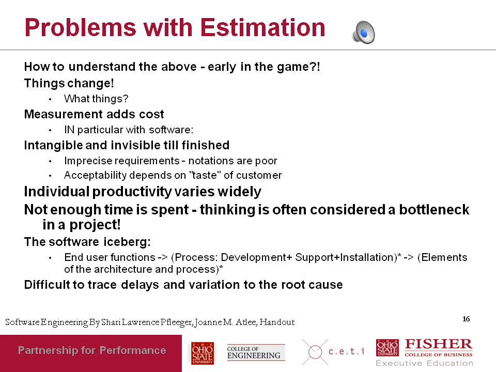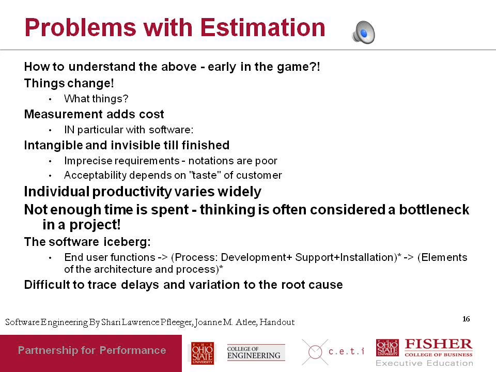The fourth thing is that software is intangible and invisible until actually finished. Requirements are imprecise, the notations are poor, they don't capture requirements exactly. Acceptability depends on the taste of a customer. So the customer may say, I need this feature, and you might think it's a simple feature, but the customer might really be thinking of it in a more complex way, and therefore the feature might actually cost more.